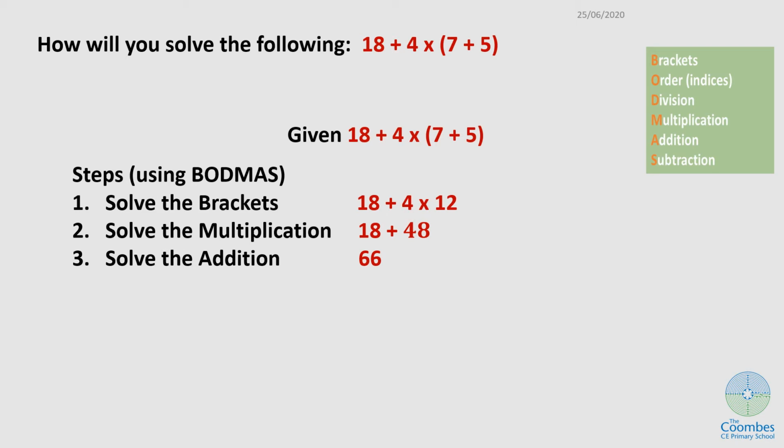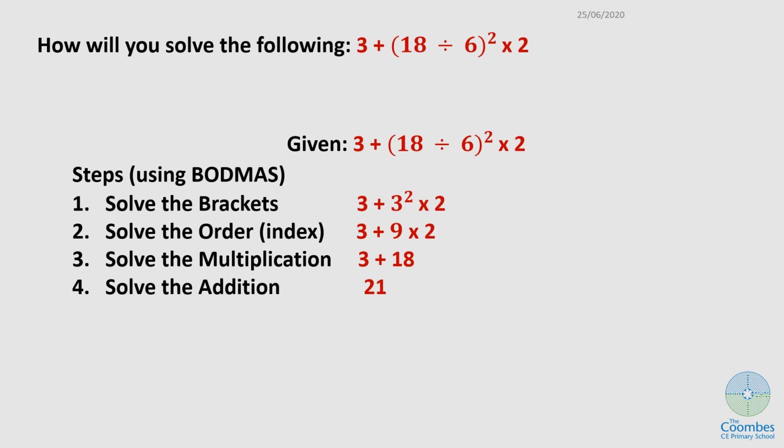Now from our acronym, the next thing is divide, but there's no division. And the next is multiplication. So I'm going to do this multiplication side first. 4 times 12, and 4 times 12 is 48. And then I have 18, which I'm dropping down here, plus 48. These are just a step-by-step way to solve the problem. Now, if I add 18 to 48, I must get 66.